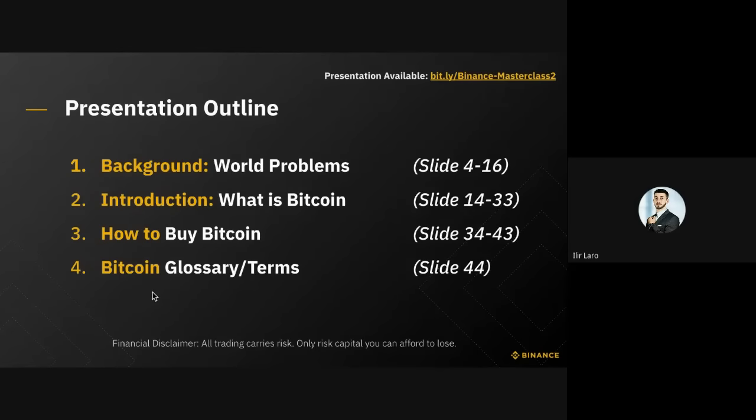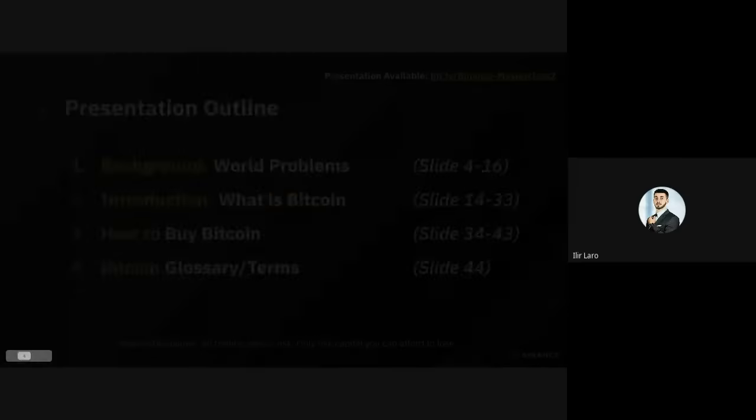So moving on to the presentation outline, I wanted to briefly touch on what we'll be covering. I want to give a really in-depth overview of the background of the world problems, and introduce some of the concepts that we will be outlining when we describe Bitcoin later on. Then we'll move on to explaining what Bitcoin is, how it works, and a very top level summary. I'm not going to go into too much technical detail. Then we're going to finish off the presentation with how to buy Bitcoin, and a glossary of terms that you might need to know within this industry.